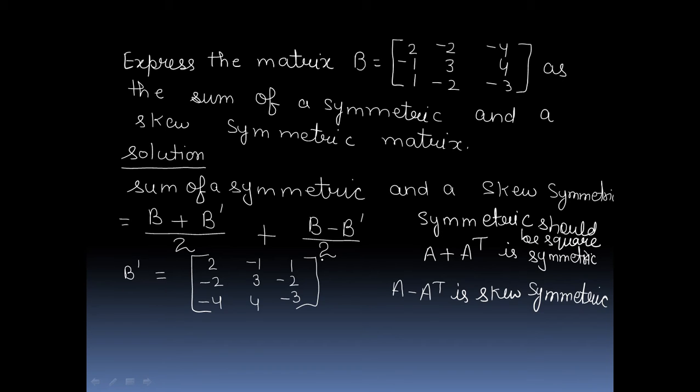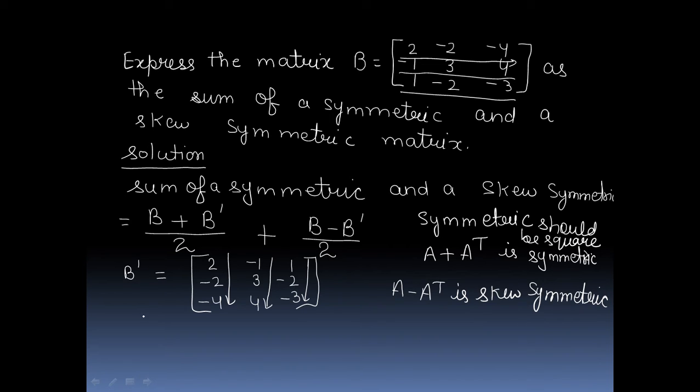Now what is B's transpose? Transpose means when we write rows in the form of columns and columns in the form of rows. For example, this is a row: 2, minus 2, minus 4. We write it in the form of a column: 2, minus 2, minus 4. The second row, minus 1, 3, 4, we write as the second column, and the third column is 1, minus 2, minus 3. This is B's transpose.